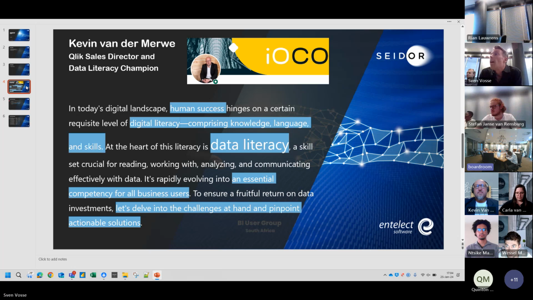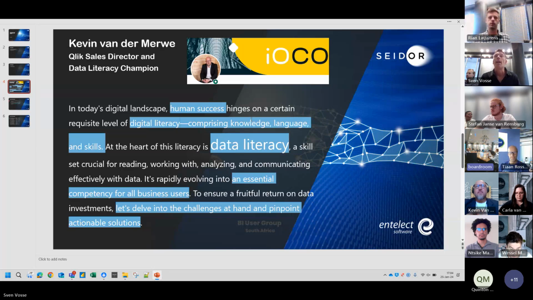Okay, so the presentation today is on data literacy. There's the blurb that's up there. It's all about human success, needing digital literacy, which comprises a few topics, knowledge, language, and skills. And at the heart of that is data literacy. And obviously, Kevin's going to unpack that for us. And we all want to do that so that we can enhance the value of the work that we do on a day-to-day basis with the BI tool of our choice. So, Kevin, I'm going to mute myself now and hand over to you.